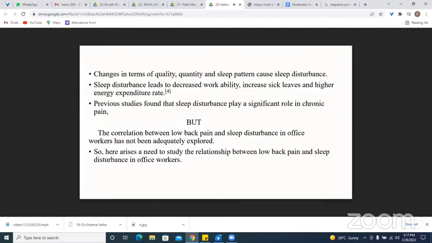Previous studies found that sleep disturbance plays a significant role in chronic pain. The correlation between low back pain and sleep disturbance in office workers has not been adequately explored. So here arises a need to study the relationship between low back pain and sleep disturbance in office workers.